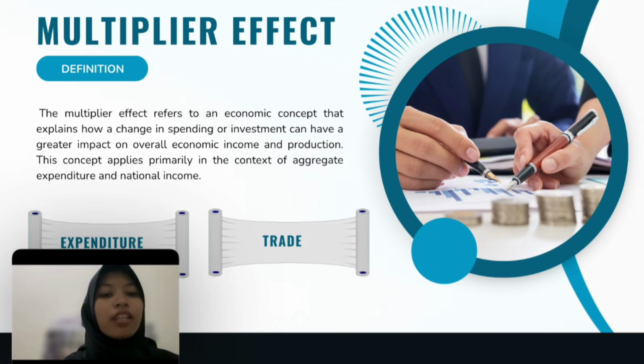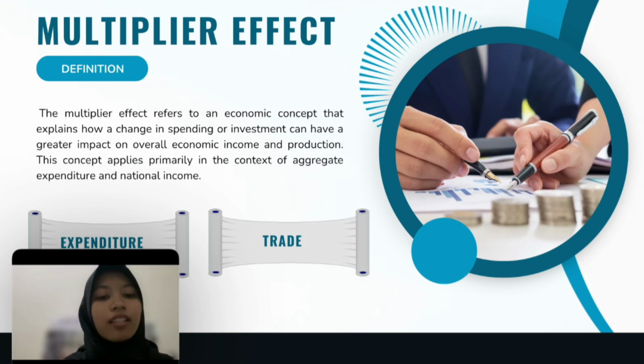The multiplier concept, originally developed by British economist John Maynard Keynes, reflects the complex relationship between changes in the spending and their impact on the level of economic output.